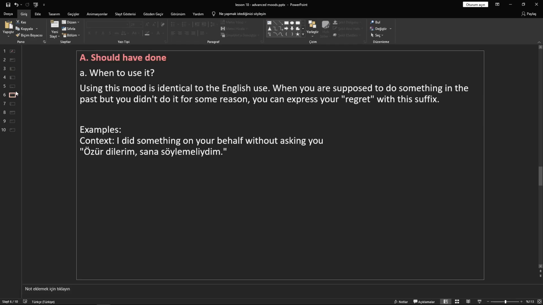Okay? So now I will move to when to use this. I mean, I already explained this, but maybe you want to see it in text. Using this mood is identical to the English use, just like I said before. When you're supposed to do something in the past, but you didn't do it for some reason, you can express your regrets. I call it regrets because when you should have done something, you kind of regret not doing it. So you can express your regrets with this.